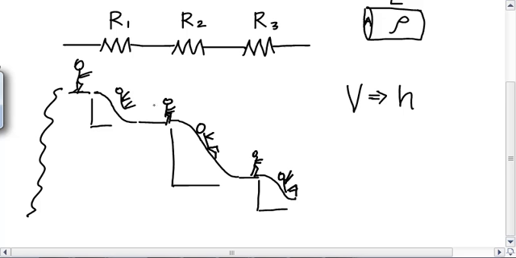So tell me about the current, the people that are flowing through these water slides. Will they be the same or different? The same. One person goes. Here's a lifeguard up here saying go. At the same time, go, go, go. And people are sliding, sliding, sliding. So the current through each one of these resistors is the same. Like the current through each one of these little slides would be the same.